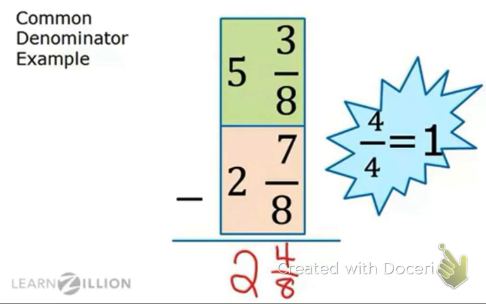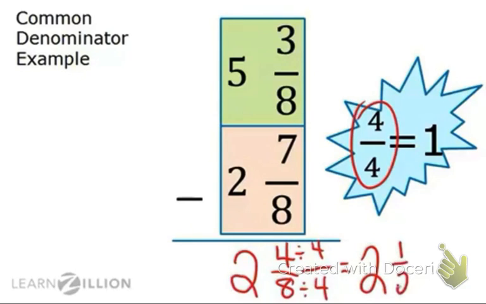Now we will simplify using the greatest common factor. We can divide by 1 because it won't change the value. 4 over 4 is another way to write 1. We divide by 4 over 4 because it is the greatest common factor of the numerator and the denominator. We're left with 2 and 1/2 as our answer.